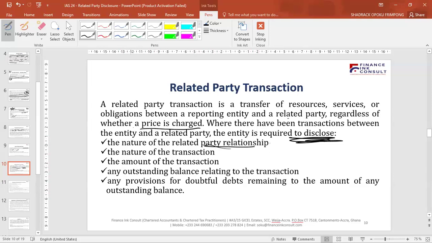Then we look at the amount, any outstanding balance. So 5,000. Let's say they paid 3,000, so we have an outstanding balance of what? 2,000. You are required to disclose this in your financial statements.